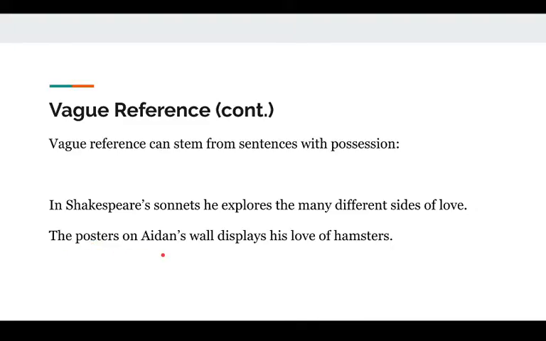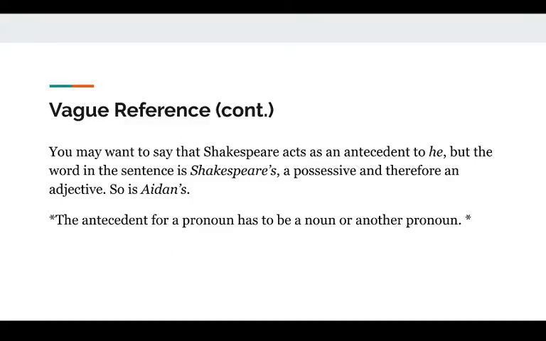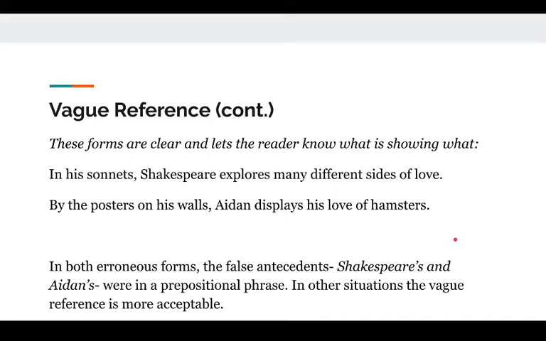So Aidan is just helping describe what wall. So the antecedent for a pronoun has to be a noun or another pronoun. So let's look at this. These forms are clear and let the reader know what is showing what.